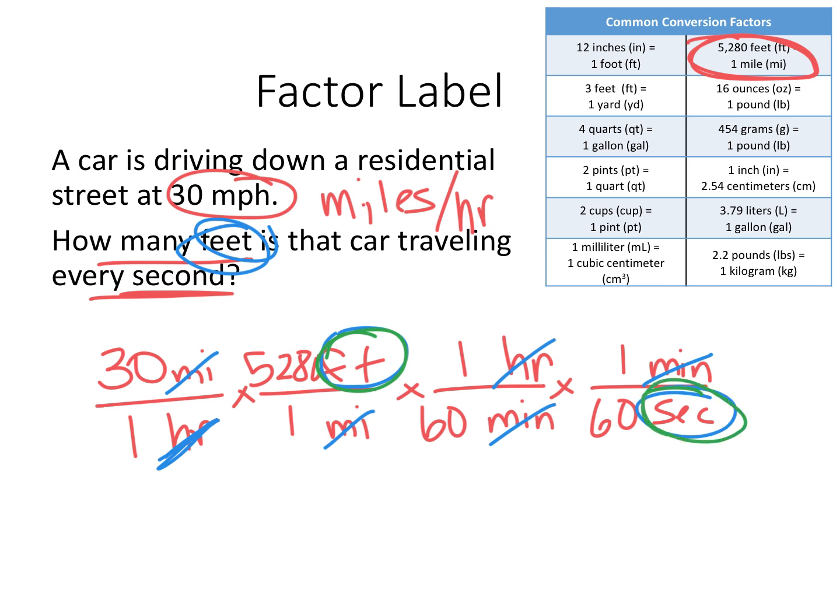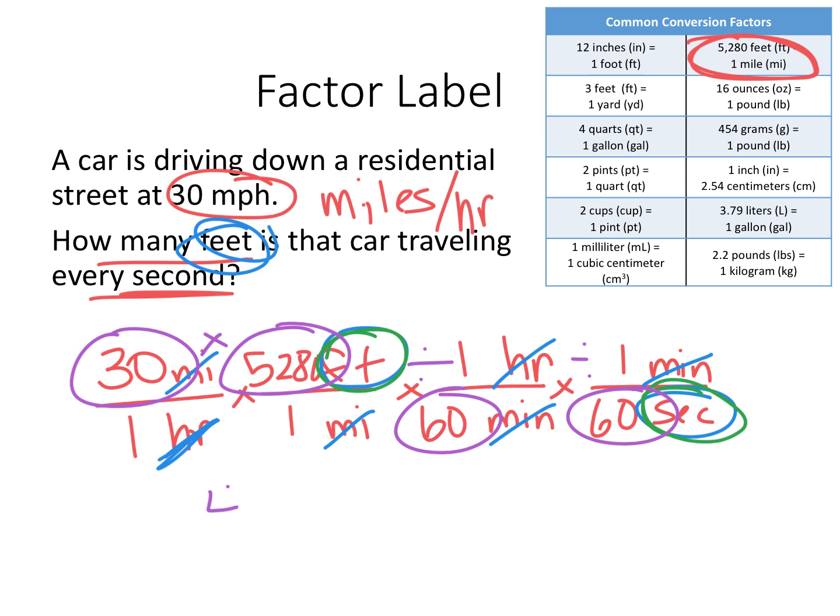When I am typing this in the calculator, I have 30 times 5280 divided by 60 divided by 60. The 60s are on the bottom. I end up with 44 feet per second. So even if you're traveling relatively slowly at 30 miles an hour, every single second you're driving 44 feet.